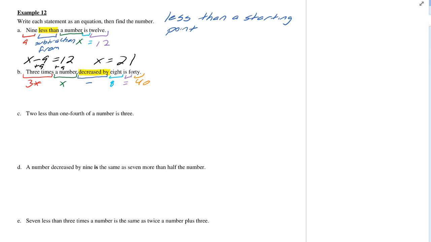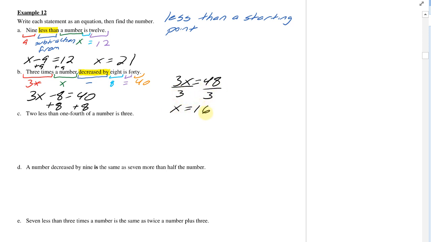So the actual way that this is going to write out, this is going to be 3x minus 8 equals 40. And so then this is what I'm going to solve. So then I can add 8 to each side. I get 3x equals 48. I can divide each side by 3, and then ultimately I'll get that x equals 16. So that would be my solution to that one.